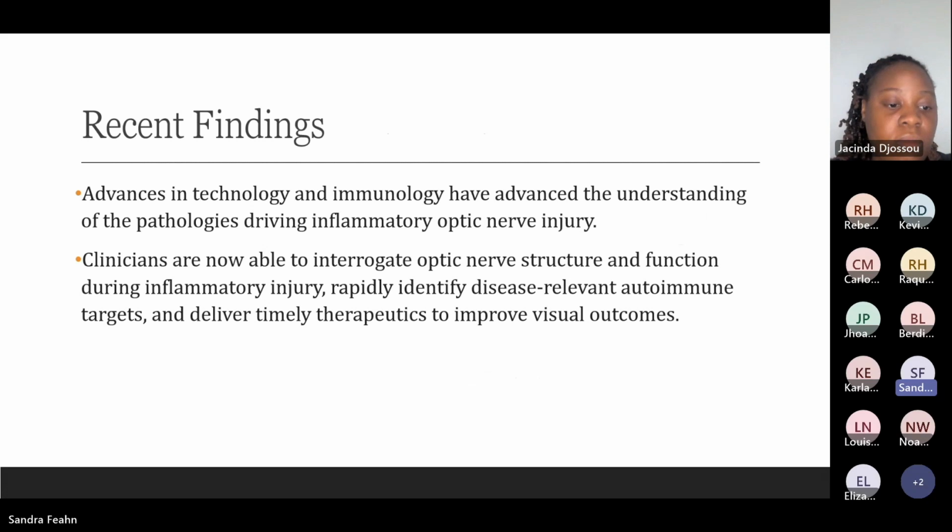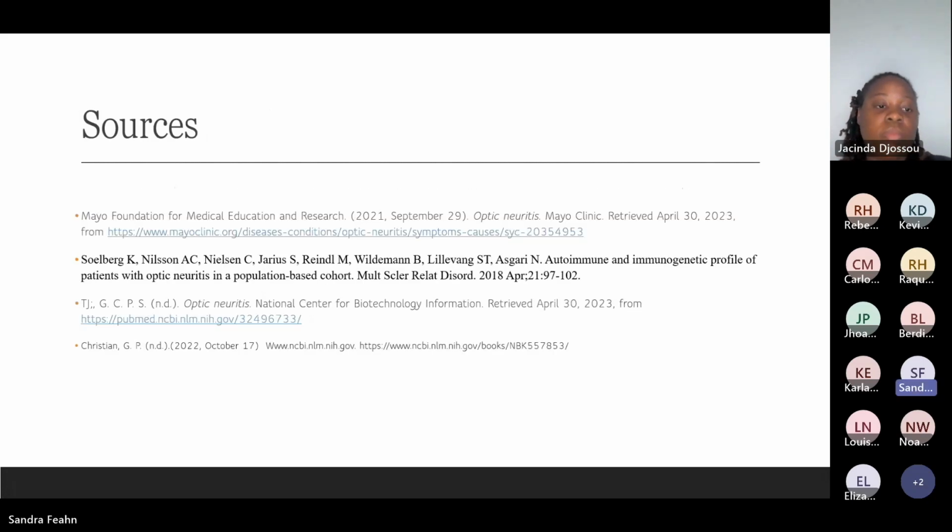And then as for recent findings, advances in technology and immunology have advanced the understanding of pathologies driving inflammatory optic nerve injury. Clinicians are now able to interrogate optic nerve structure and function during inflammatory injury, rapidly identify disease-relevant autoimmune targets, and deliver timely therapeutics to improve visual outcomes. And here are our sources.